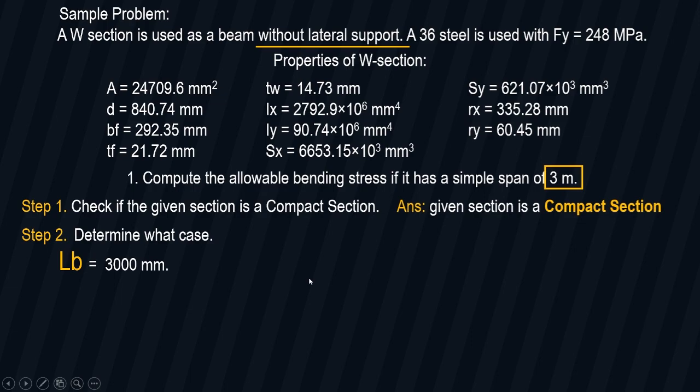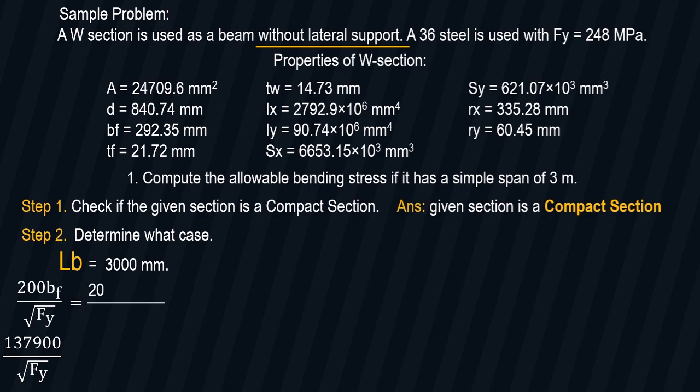Next, we'll solve for the value of LC and LU, because we need to compare the value of LB to the value of LC and LU. To solve for LC and LU, we'll need these functions. LC is the smaller value between the two, and LU is the larger value between the two. You cannot say that the value of this one is LC and the value of this one is LU. That's not always the case. Basta, the smaller value between the two is the value of LC. So let us compute first.